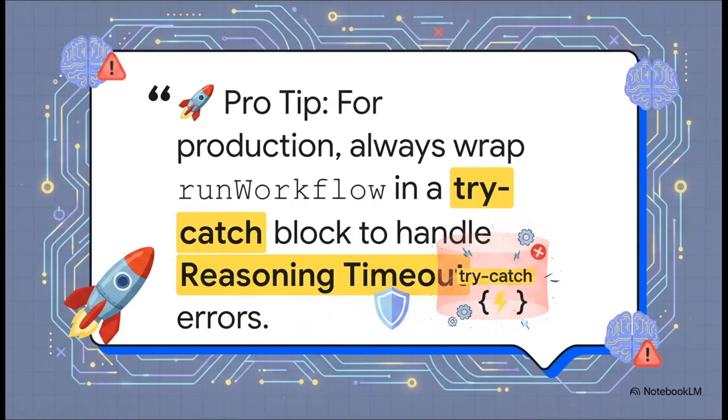Simple as that. Now this is a fantastic insight, even in a hypothetical world. For anyone out there building for production in the future, this is absolutely crucial. See, the advanced reasoning of a GPT-5 level model could introduce totally new error types, like a reasoning timeout. So building a really robust system means you've got to wrap your workflow calls in a try-catch block to handle these things gracefully. Great tip.